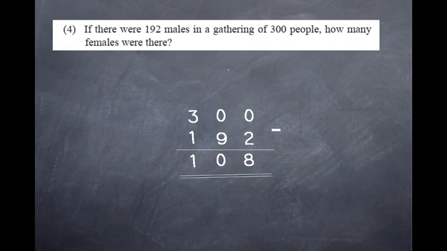What is the next question? Fourth one. If there were 192 males in a gathering of 300 people, how many females were there? So there was a gathering of 300 people and 192 are males. So to find out how many females, we have to subtract 192 from 300. Do the subtraction and get the answer and check it.